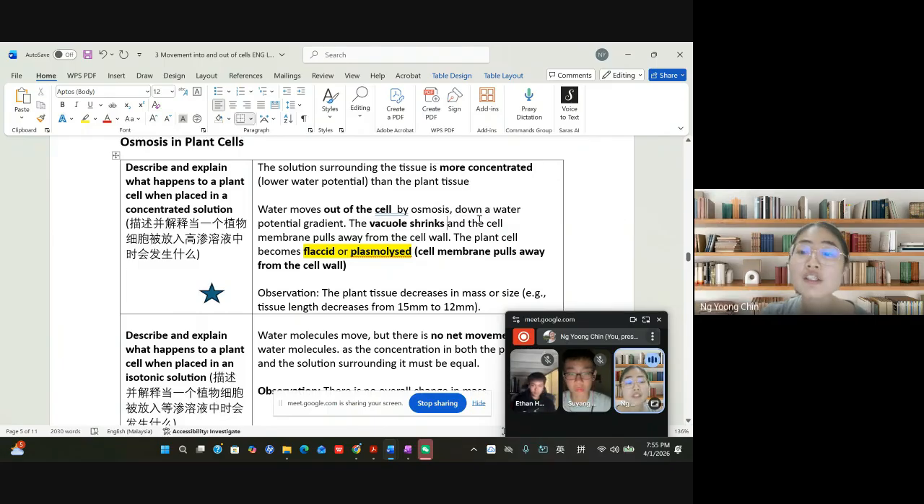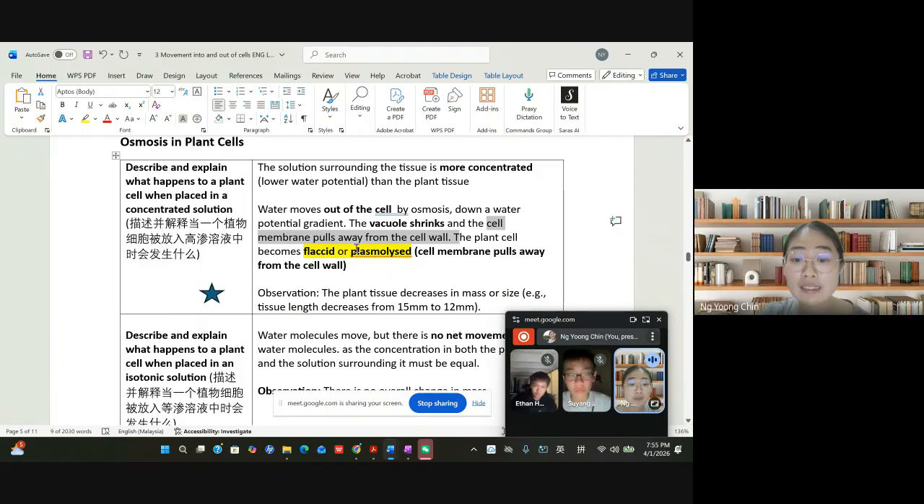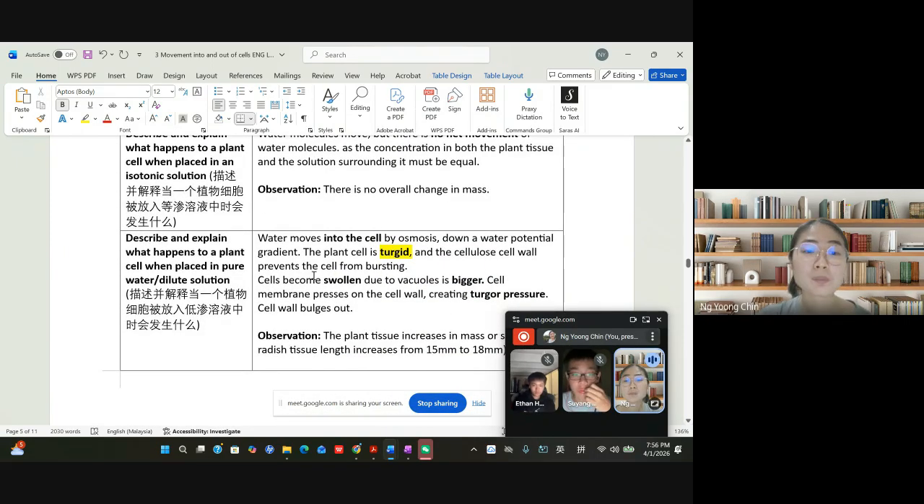So whenever the cell membrane pulls away from the cell wall, it causes a plasmolysed plant cell. This is what happens if you place a plant cell in a concentrated solution, which is a solution with very high solute potential, very high sugar content, sugar water or salt water, something like that. So what happens if you place the plant cell into water or dilute solutions?